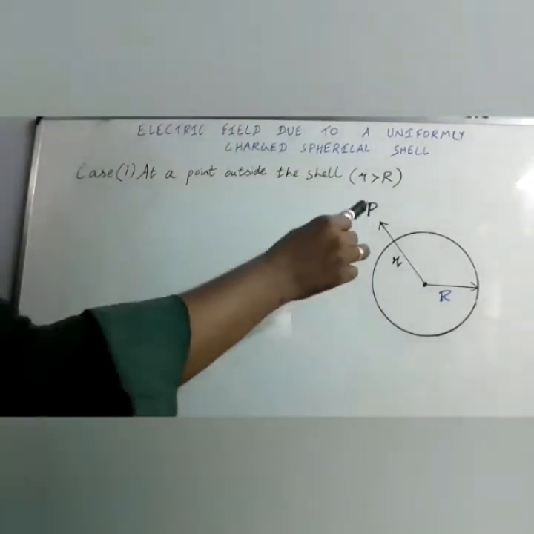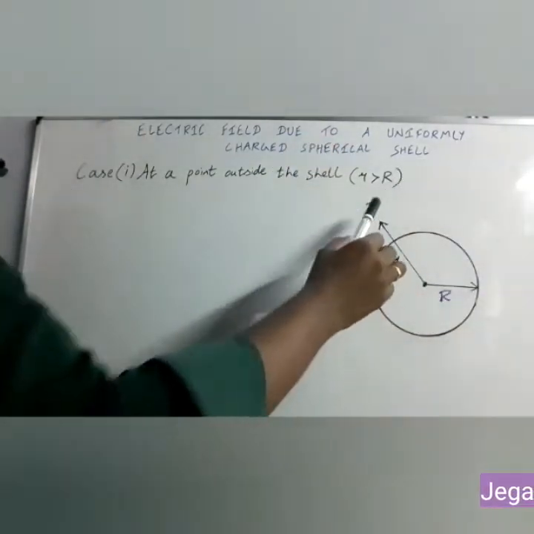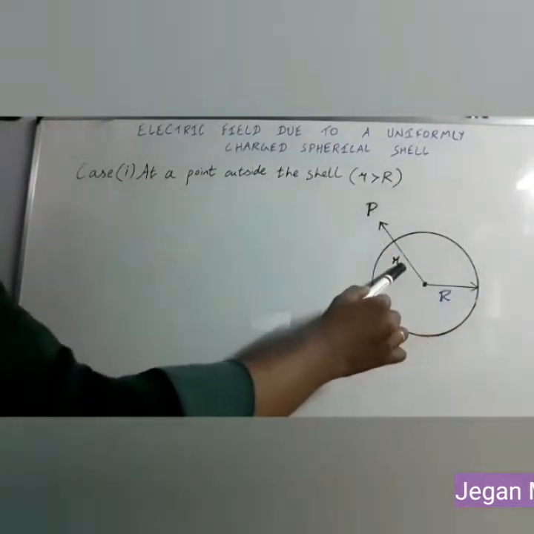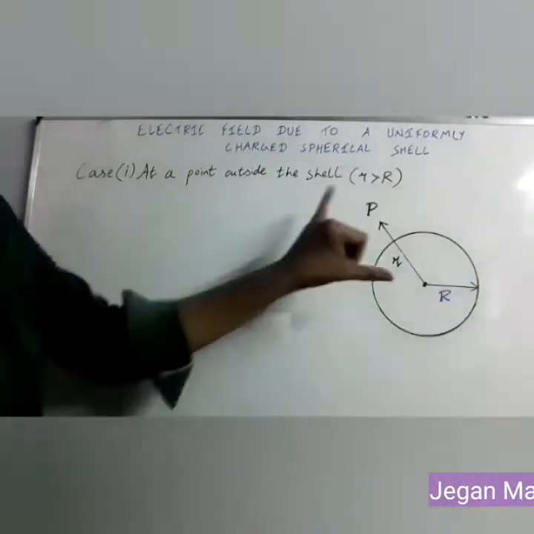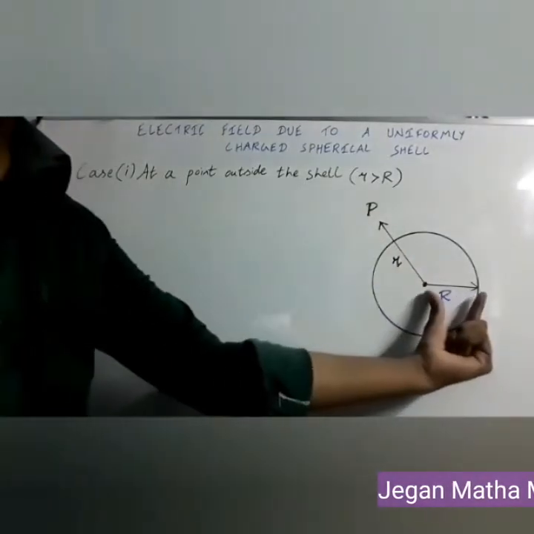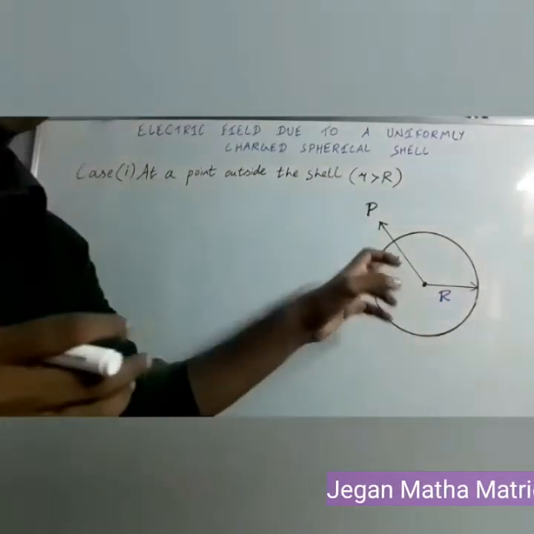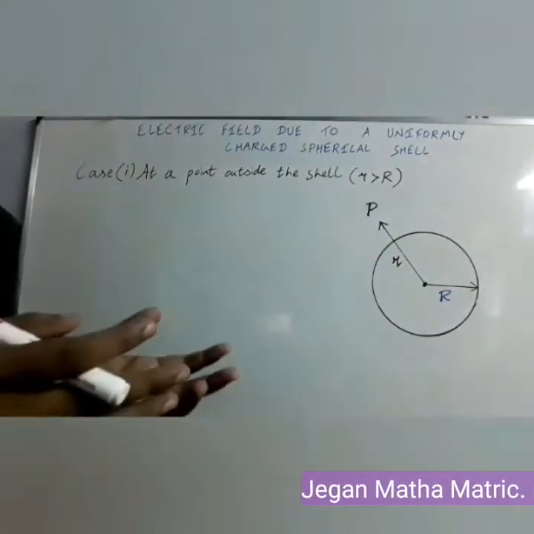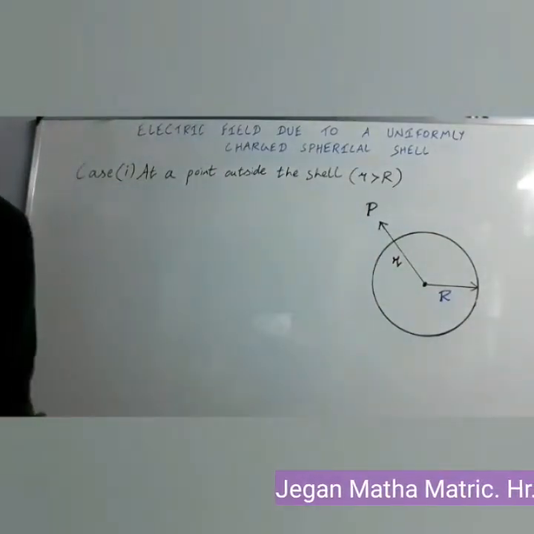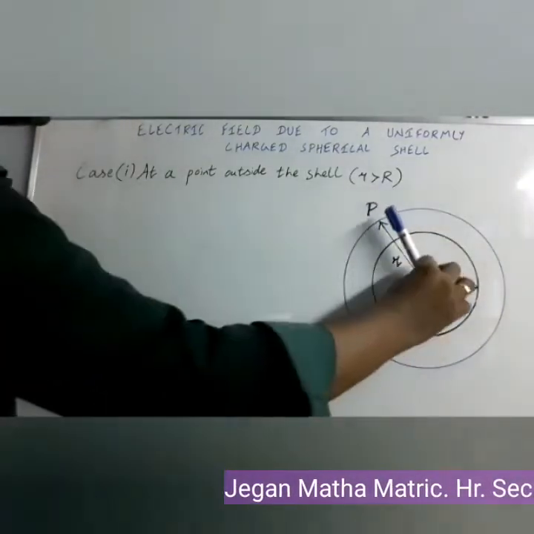We are going to take the point P outside of the shell, and the distance between point P and the center of the shell is small r. As given here, the distance between the point P and the center of the shell is greater than the actual radius of the shell. Now take that small r as a radius. We are going to imagine a spherical Gaussian surface. Here we have the spherical Gaussian surface with the radius small r.